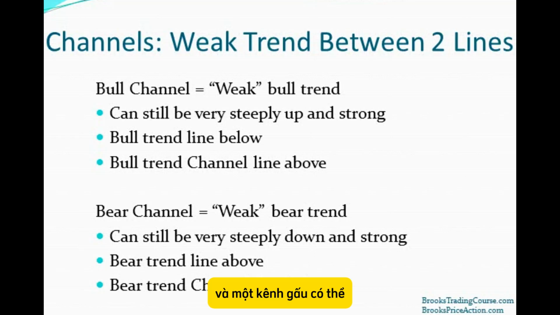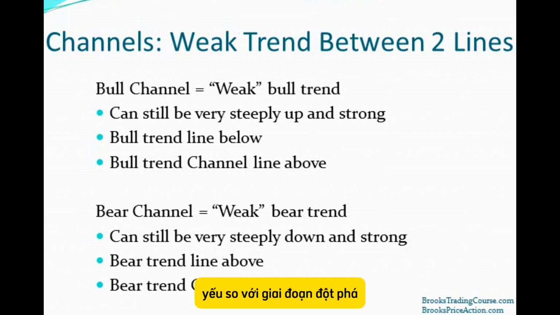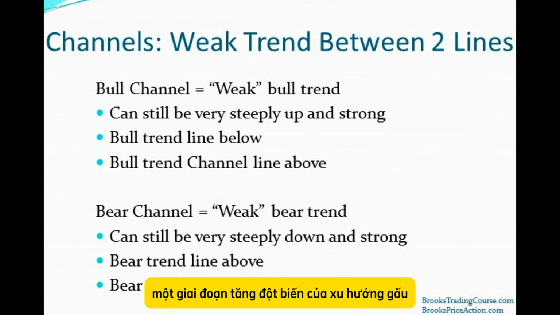And a bear channel can also be very steep and down, almost as strong as a breakout, but it's still a form of weak bear trend, weak compared to a breakout phase, a spike phase of a bear trend. There's a bear trend line above and a bear trend channel line below.